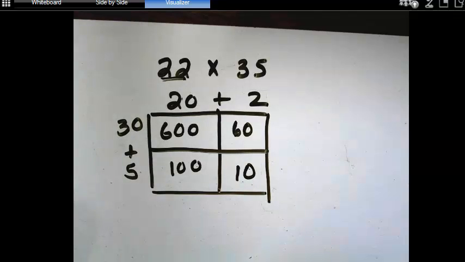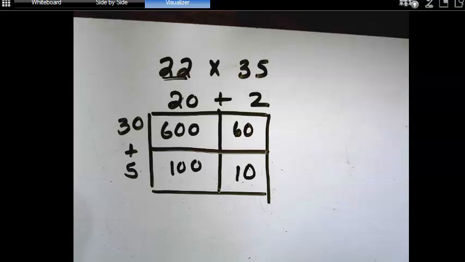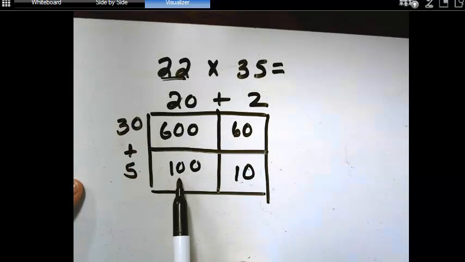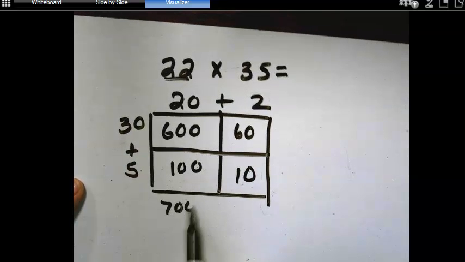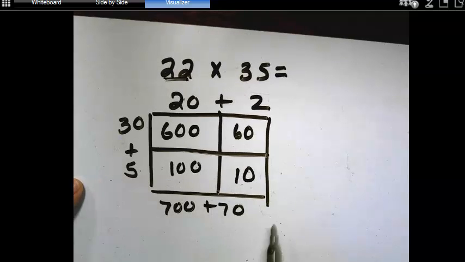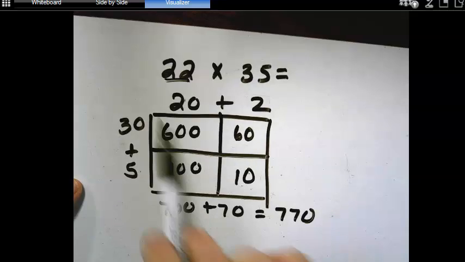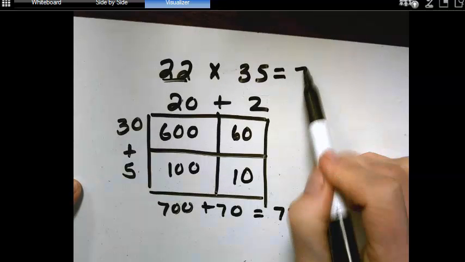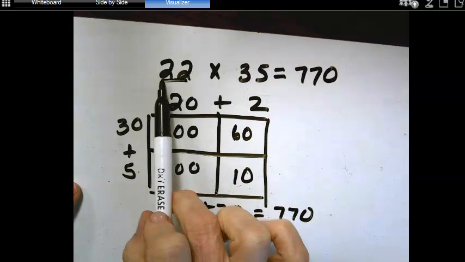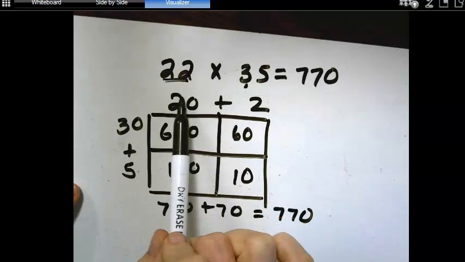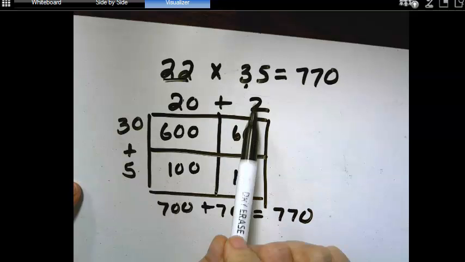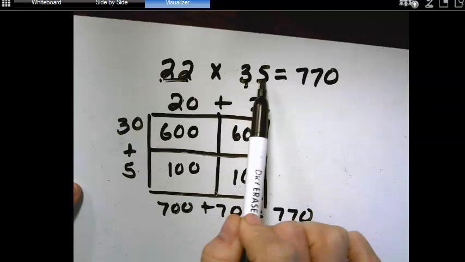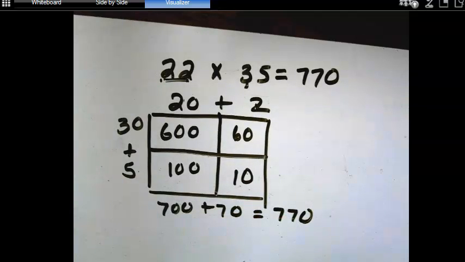So once we've done all that, we then had to add up all those partial products to get our final answer. So we knew that our answer would be 600 plus 100 is 700, and 60 plus 10 is 70, so that was going to equal 770. So we use this model to multiply to find our product. And that way we multiplied our 30 times our tens place, and then our 30 times our ones place, and then we took this 5 and we multiplied it by the tens place, and then this one times the other one. So we got all our multiplications in there.